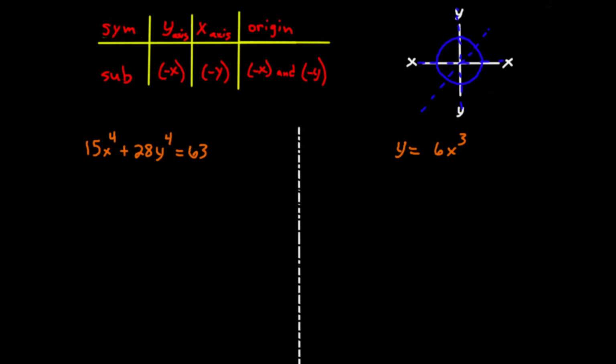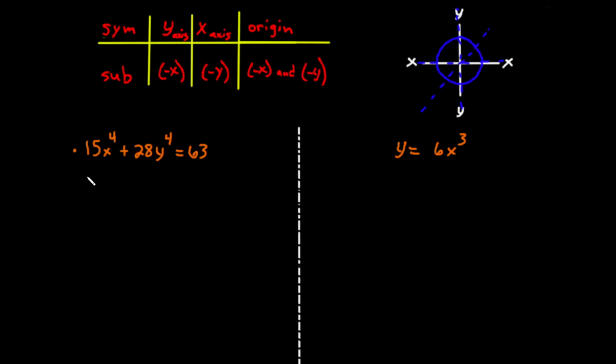So let's mathematically go over how we know that something has x-axis, y-axis, or origin symmetry. Okay, so let's do it. Let's go ahead and test for y-axis symmetry for this equation here, 15x to the fourth plus 28y to the fourth equals 63. To test for y-axis symmetry, you want to substitute negative x for every time you see an x.